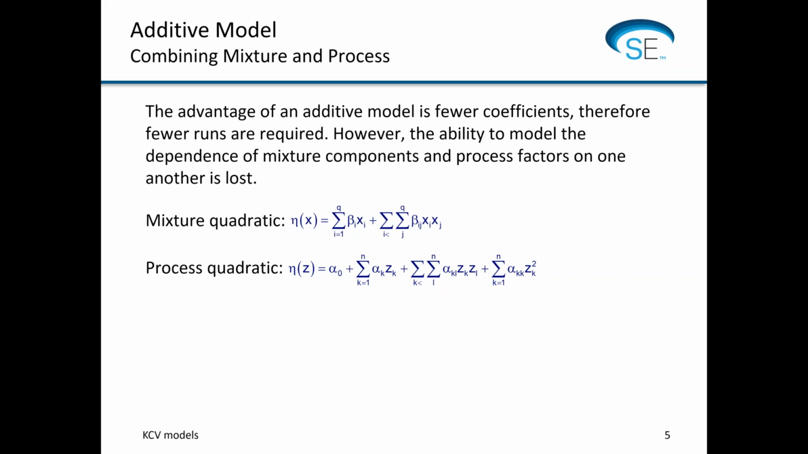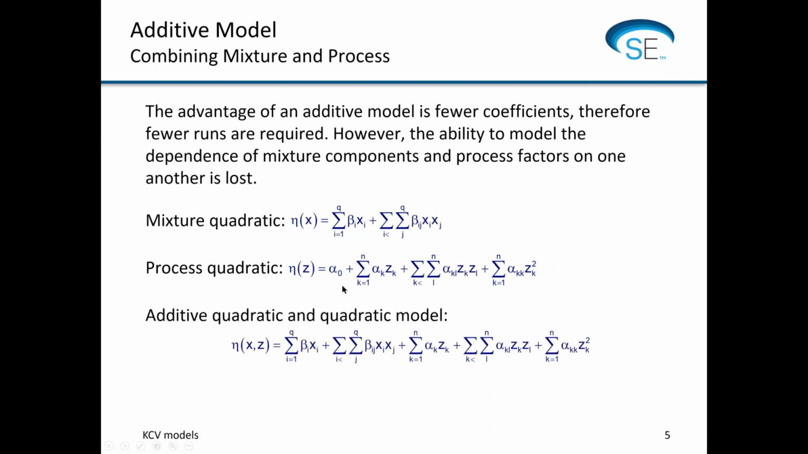Now remember, the absolute minimum number of runs to fit an equation requires one run for every coefficient. So if you have fewer coefficients, you can get by with fewer runs and therefore less work. So that's intriguing, to have fewer runs. However, the ability to model the dependence on the mixture and the process factors is completely lost when you just do an additive model. So an additive model is we just add them together.